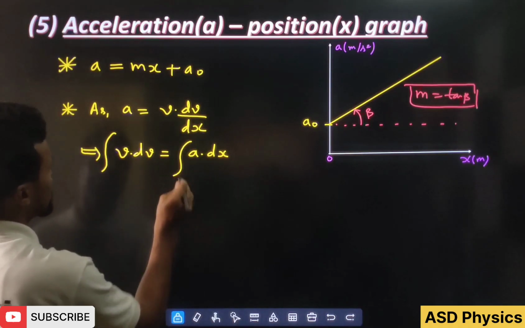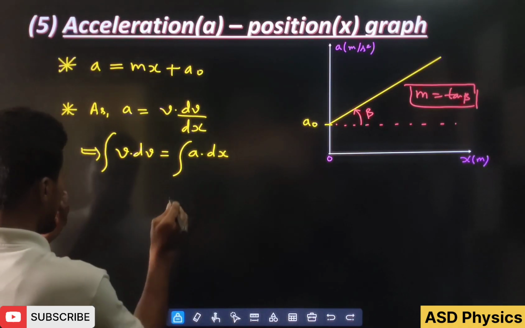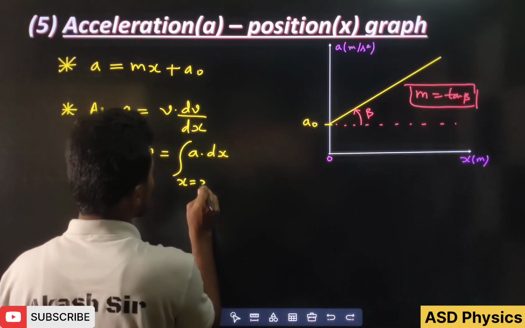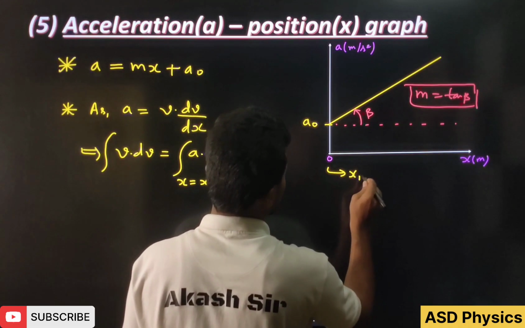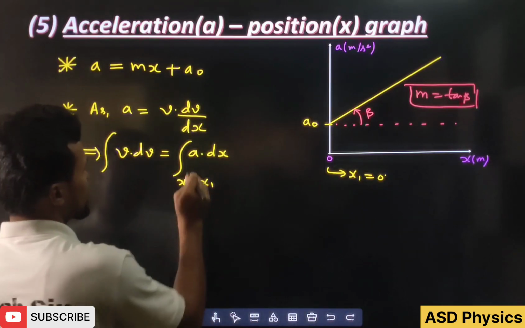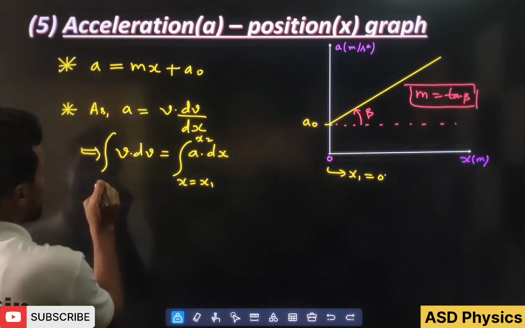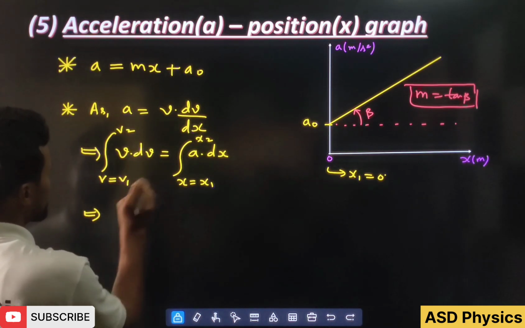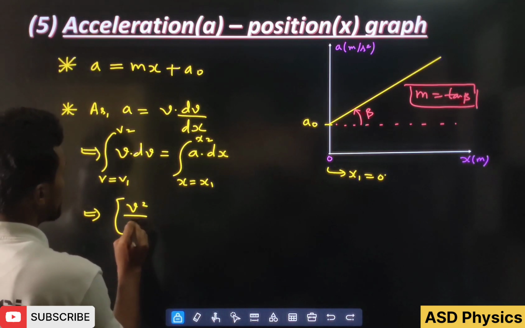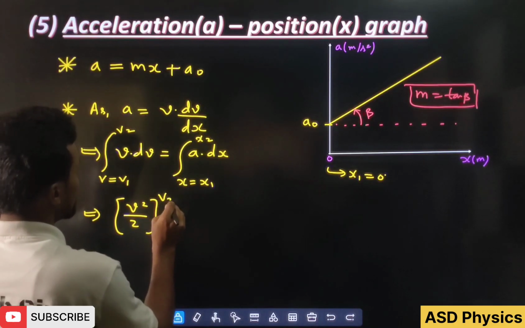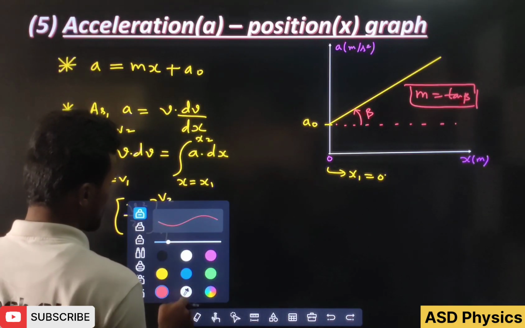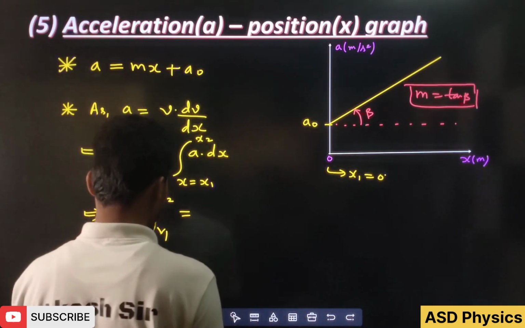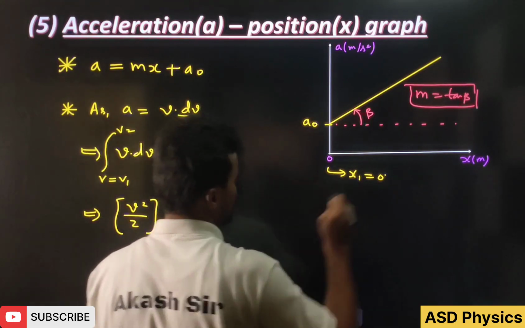Put the integration. Let's take for example that we are going to see position, x equal to x1, and x1 is how much here? 0. Generally we say x equal to x1 to x2. Let's take initial velocity v1 to v2. So the integration of v dv means v squared by 2 from v1 to v2. Students, what is the significance of the integration? Area. So remember, this area we need here.